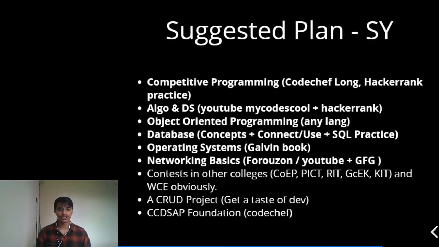And CodeChef's DSA Foundation. I had kept a threshold for myself: once I am able to crack this CodeChef DSA Foundation examination, I would stop doing the long challenges and focus more on problem solving from websites like InterviewBit and GeeksforGeeks. This is the difference between competitive programming and problem solving. Competitive programming involves participating in challenges like CodeChef, Codeforces and all. And problem solving is where you are just doing it for interview practice. That is, LeetCode is there, GeeksforGeeks is there, InterviewBit is there.